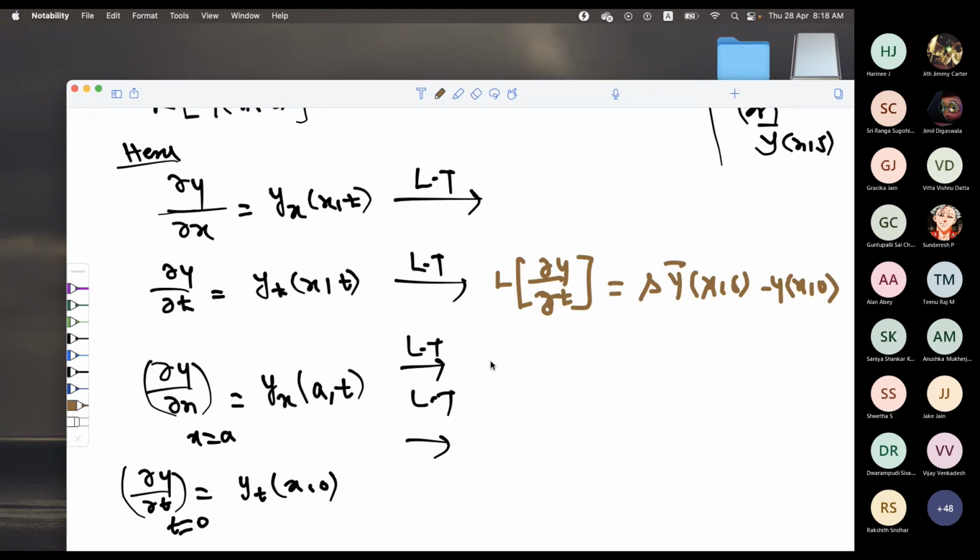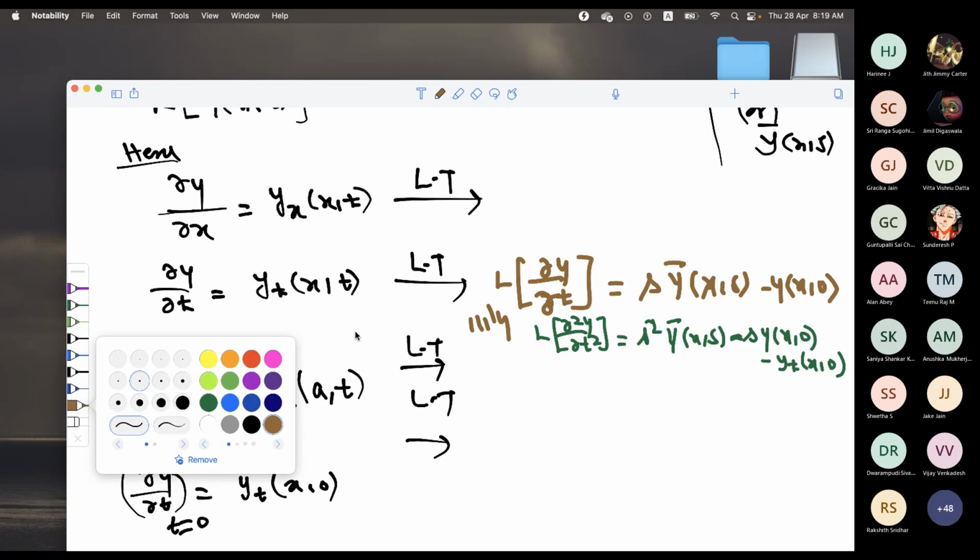Similarly, the second derivative can be computed. Here the second derivative is not provided, but I am going to give you. If you are having ∂²y/∂t², then it is s² y bar of (x, s) minus s into y of (x, 0) minus y_t of (x, 0). Okay, this is the thing. So in this way, for third order and any nth order, we may use it.